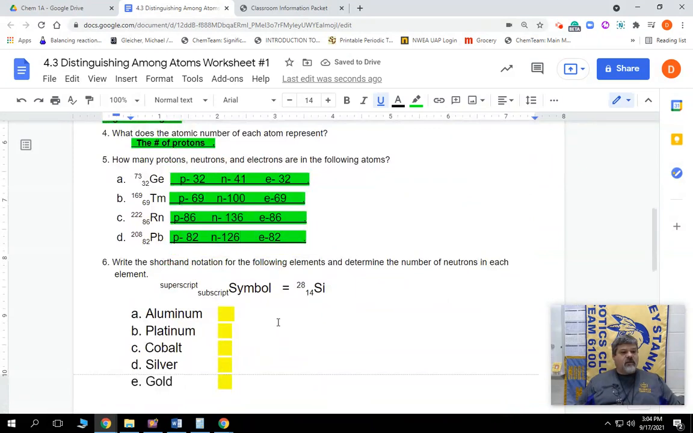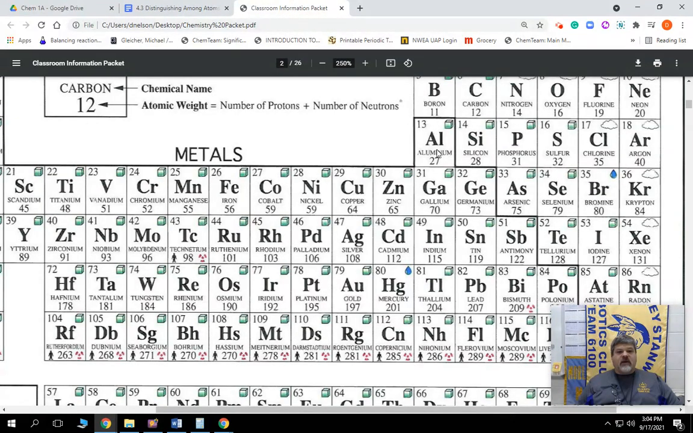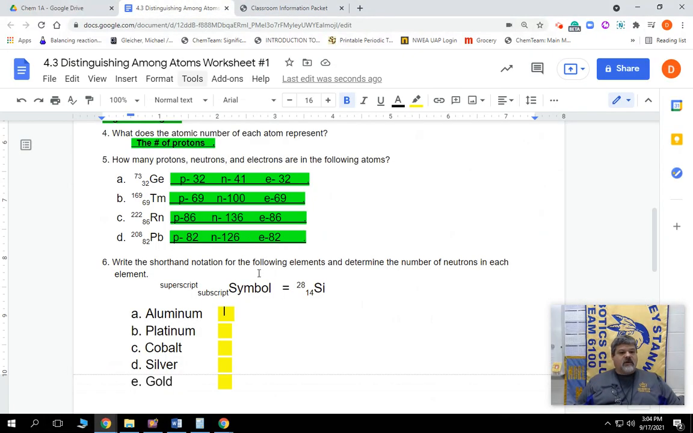Let's go on to question number 6. It says to write shorthand notation for the following elements and determine the number of neutrons in each. The superscript is the mass number. So we're going to look at our periodic table and find aluminum right here. We have 27 as a mass number, 13 is our atomic number. So we're going to put 27 up there, then change to a subscript, which is going to be 13. We go back to our normal, and then we put down Al.